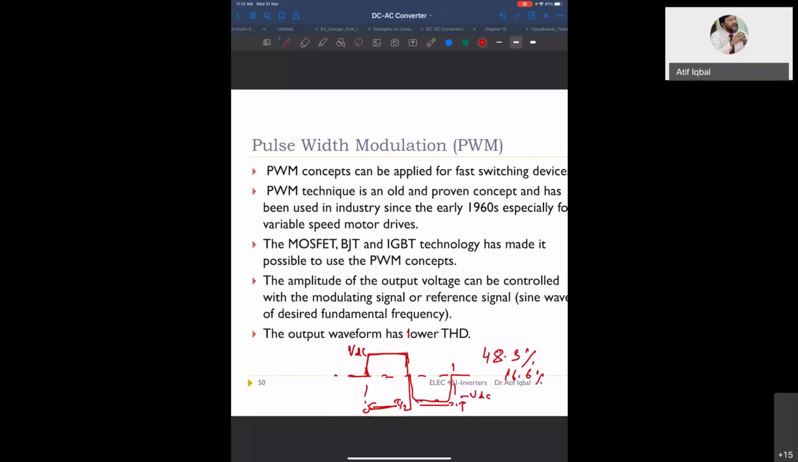So to reduce this harmonic voltage, instead of having one big pulse, we divide this into small pulses.